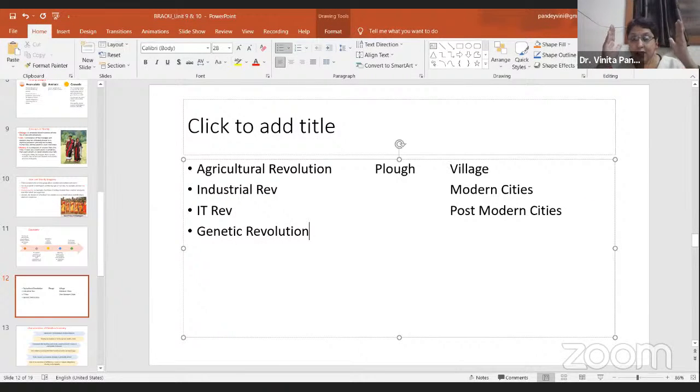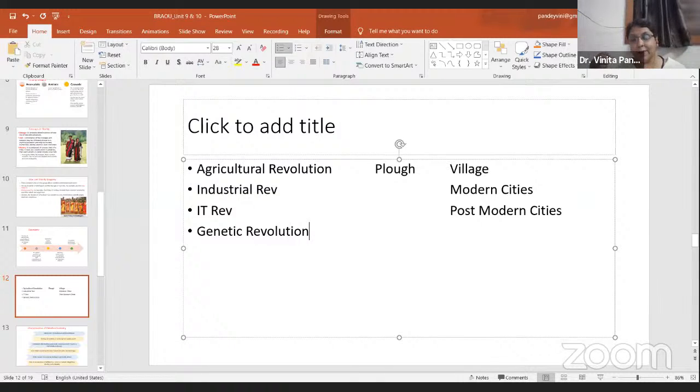So when I'm talking about anthropology, you may really wonder that something is wrong with Vinita, that on a Sunday morning, I'm talking about the genetic revolution in an anthropology class. My dear friends, anthropology is not only about past primitive societies, but it will also decide the future course of action in terms of the genetic revolution.